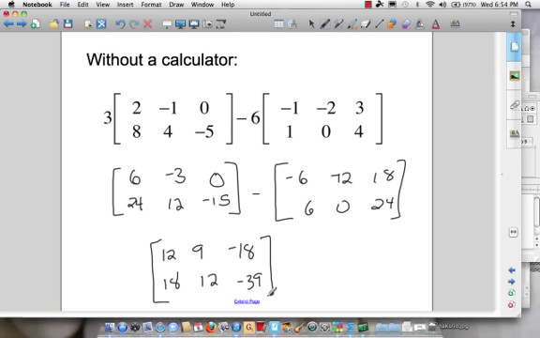You should also be able to explain when you can perform matrix arithmetic and when you cannot. In the case of addition and subtraction, the matrices have to have exactly the same dimensions or you can't perform the arithmetic. As far as scalar multiplication goes, you can multiply any matrix by any scalar. There's no real restrictions there.